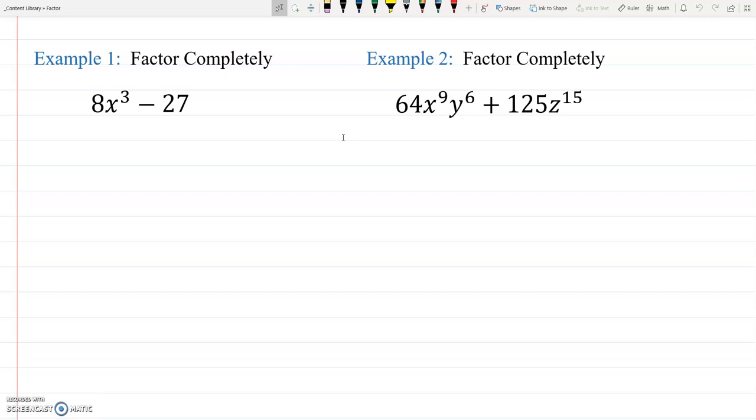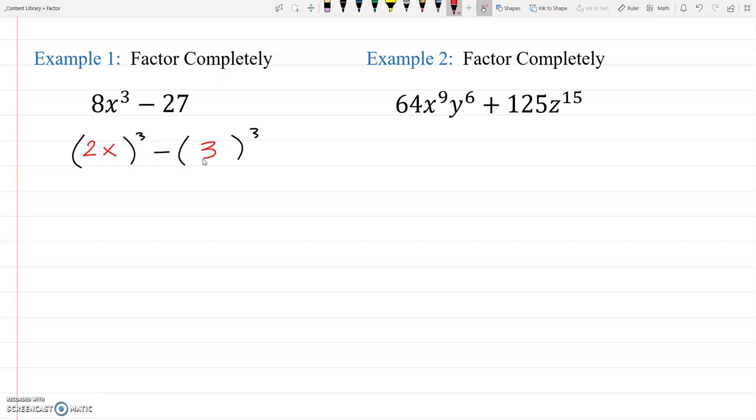We're going to start with figuring out what's being cubed, and in this case minus what's being cubed. My first one, to get 8, that's 2 cubed. 2 times 2 times 2 is 8. To get x cubed, that's just x. If you cube x, you get x cubed. For 27, that is a 3. 3 times 3 times 3 is 27. I now know a, I now know b. I just did the hardest part, figuring out what's being cubed and what's being cubed.